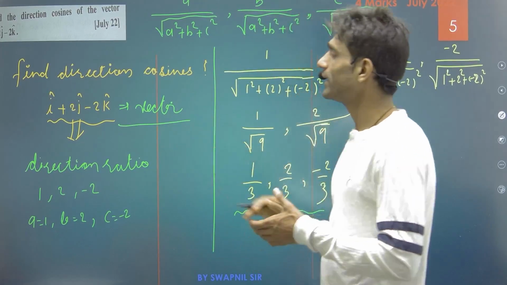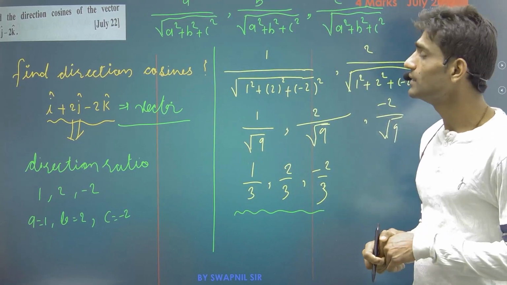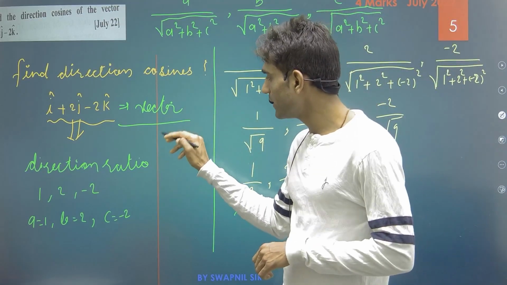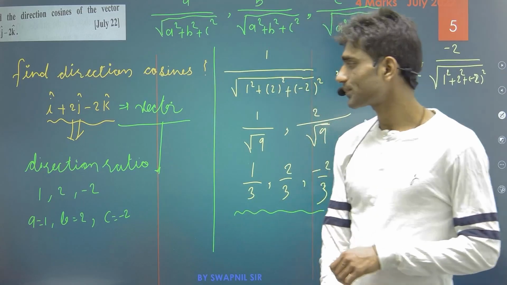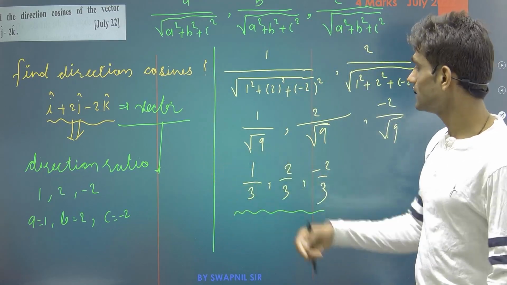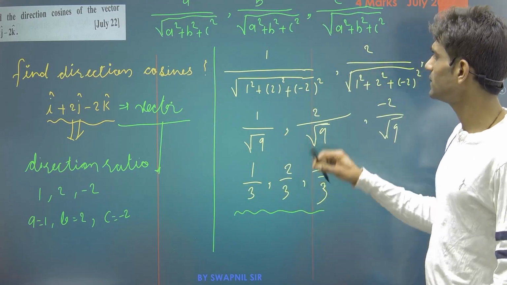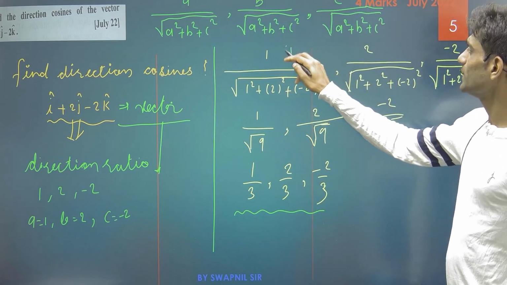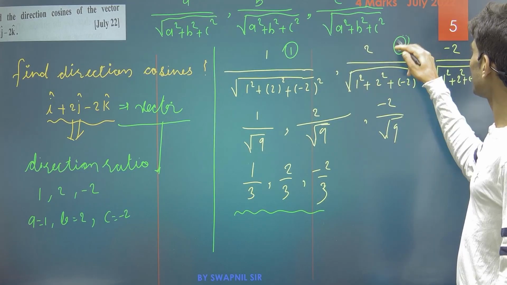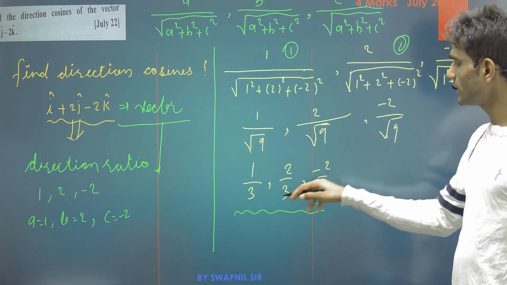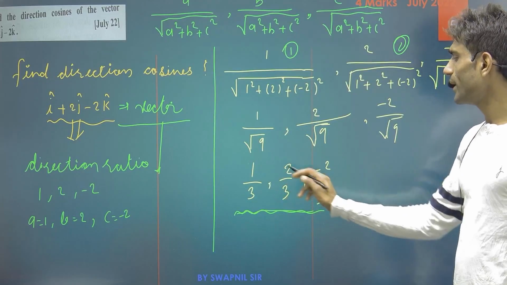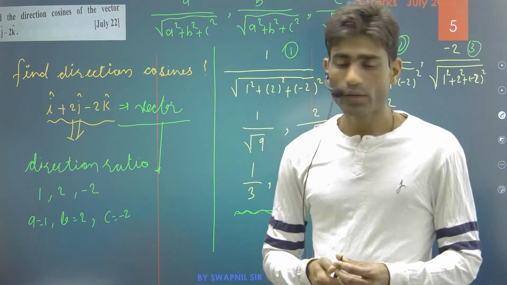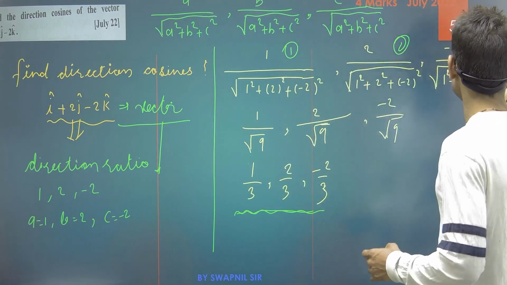The given vector is i cap plus 2j cap minus 2k cap, and using that vector I have written the direction ratios. I got the three direction ratios, and using them I found the three direction cosines, which have values 1/3, 2/3, and minus 2/3 respectively. I hope you all have understood this solution. Now let's move to the next solution.